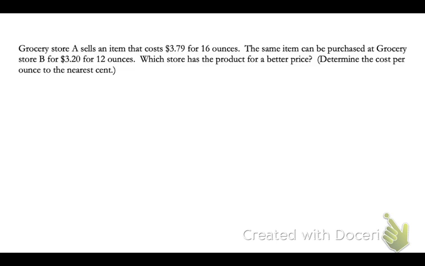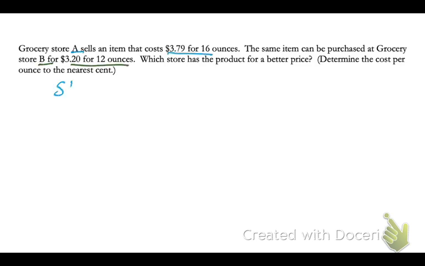Well, at a glance, you would say, well, grocery store B because it's cheaper. But then you look at the amount, and grocery store A's item has more to it than B. So the only way that we can really tell is to take it down to how much money per ounce, and then we can compare which is the better price. So let's start with store A.